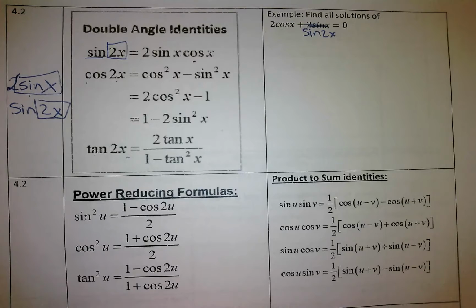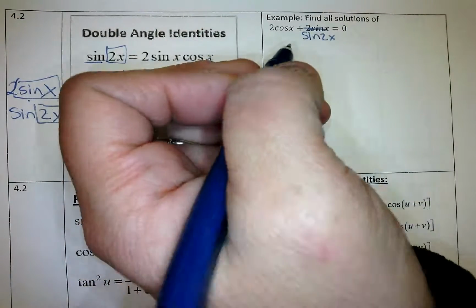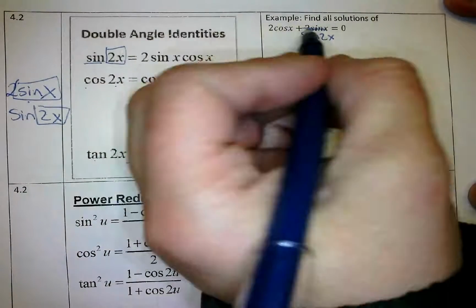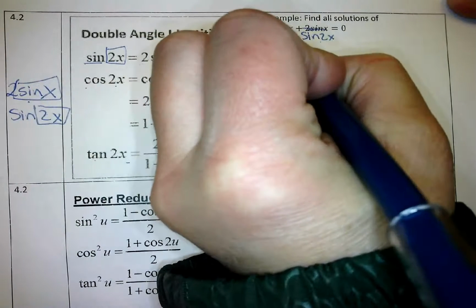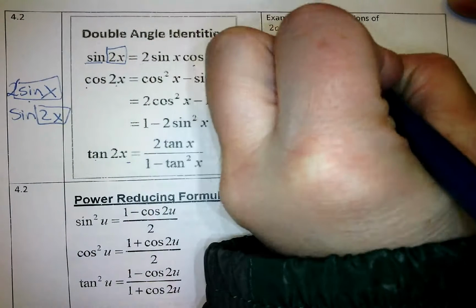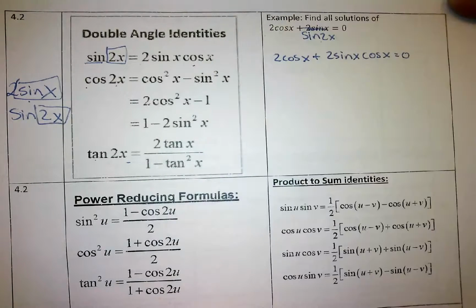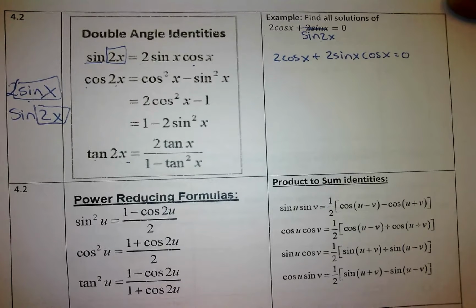Alright, so what we're going to do is start by solving this. I'm going to rewrite sine 2x as 2 sine x cosine x. So I have 2 cosine of x plus 2 sine x cosine x equals 0. And we're actually solving this. We're not verifying, we're not doing a proof, we're finding some values for this. We want to find what values x can equal.